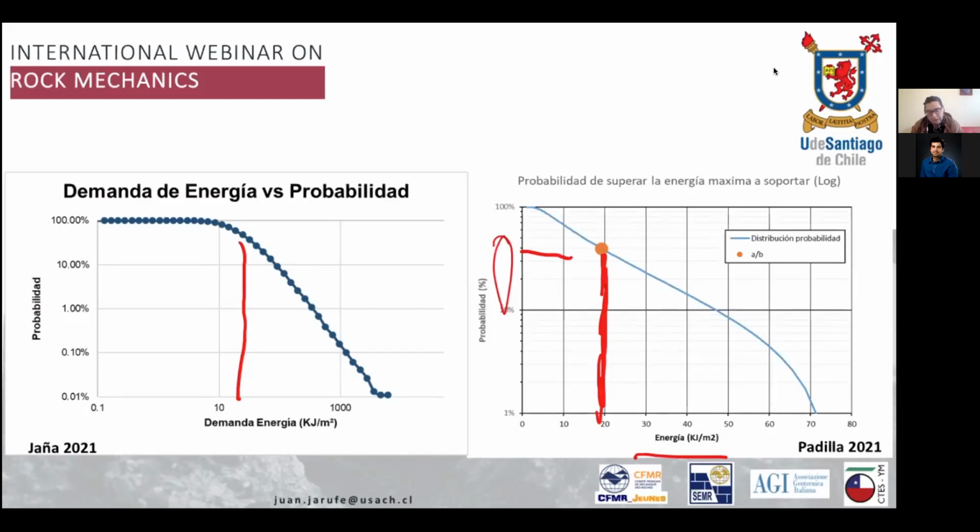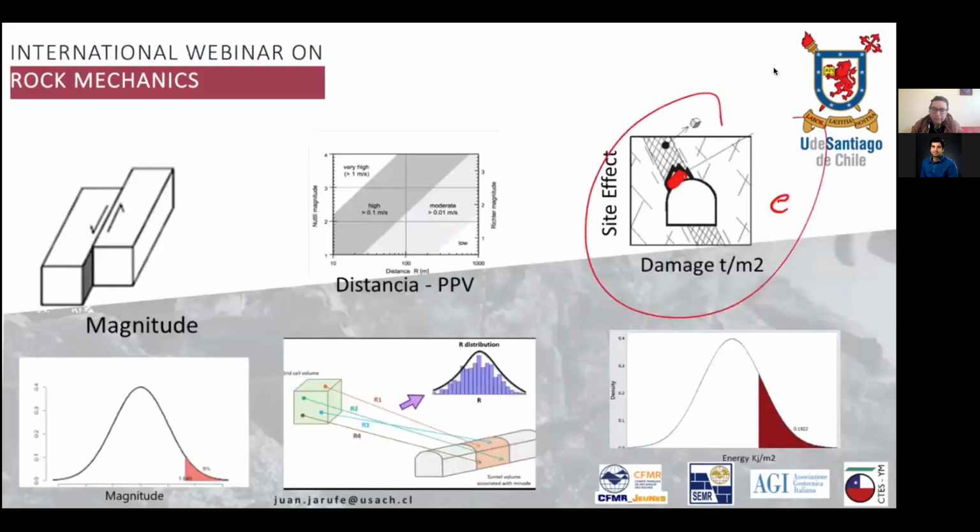So in this presentation, we're going to talk a bit about this part of the problem. How can you estimate the distribution of magnitudes, how can you estimate that from numerical modeling, and how can you use that for further analysis?